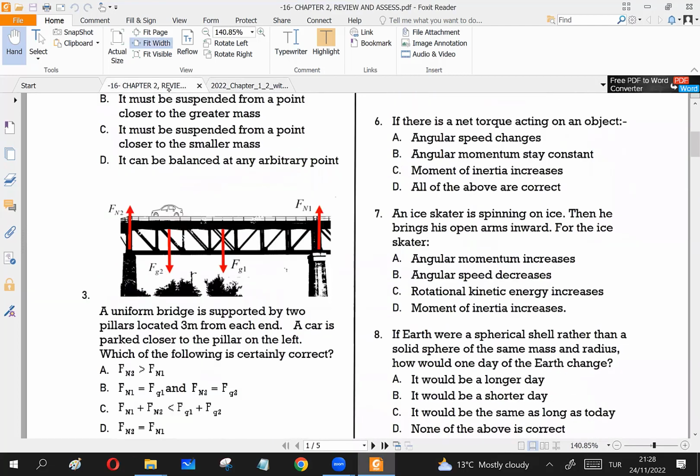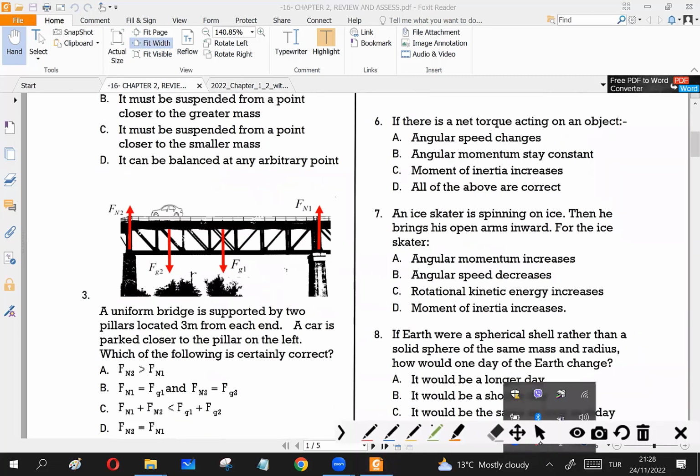Then I will continue with 6. If there is a net torque acting on an object, then net torque equals I times alpha. Remember the equation. This is known as Newton's second law for rotation. If there's a net torque, there's an angular acceleration. If there's an acceleration, angular speed must change.